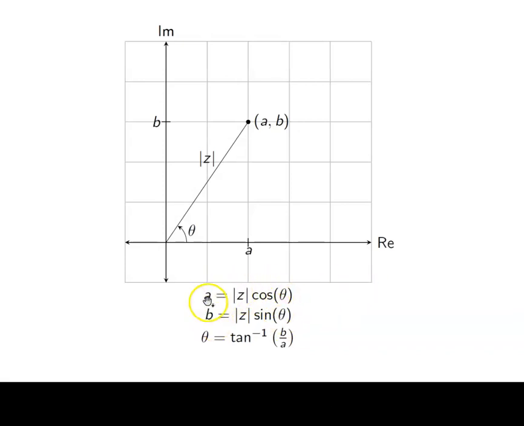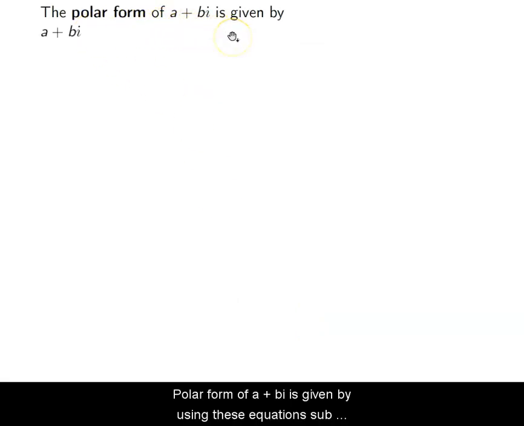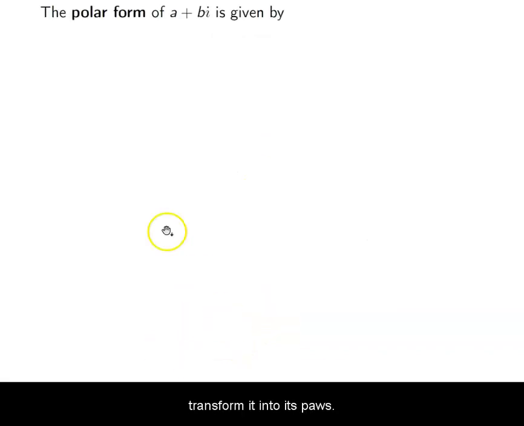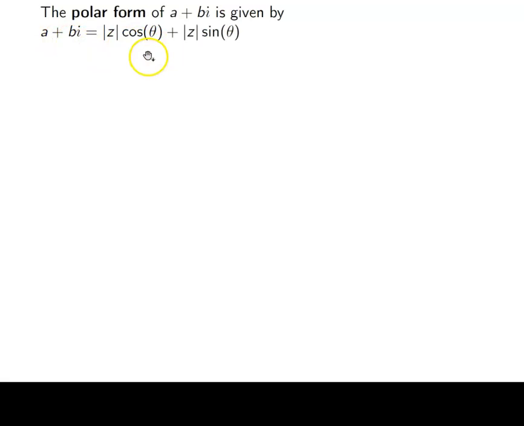Okay, so these are our three little transformation values that are going to be very important for us for the remainder of chapter 8. The polar form of a plus bi is given by using these equations. If I want to write it in polar form, I use these equivalencies to transform it. So a plus bi is the modulus of this number times cosine theta, so the x value, plus the y value times i. I'm really just writing it into polar coordinates.